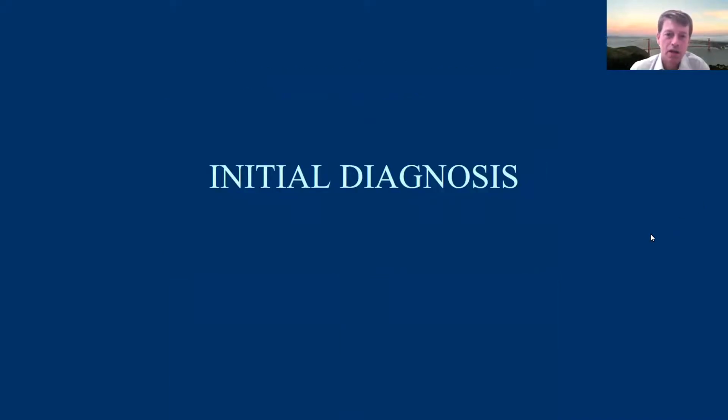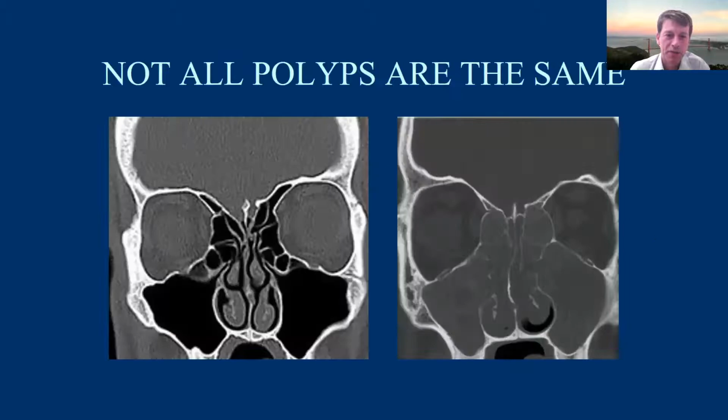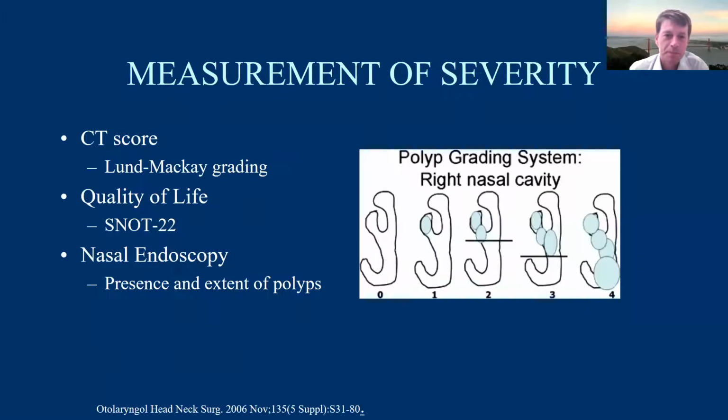So let's talk briefly about the initial diagnosis for these patients. So not all polyps are the same. Clearly, this patient on the right side of our screen here has really massive inflammation. You can see the brighter material in the sinuses that is the hyperdense mucus, and we know that these patients are going to have a lot of inflammation and be severely impacted over time, whereas patients with a small polyp off of the middle turbinate oftentimes don't need any treatment at all.